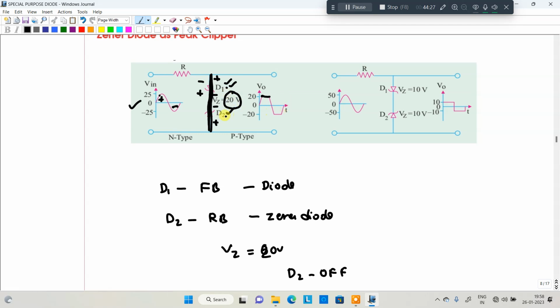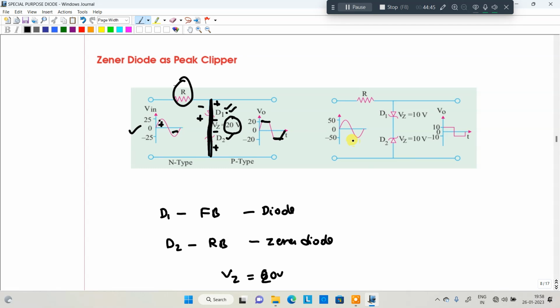In that particular case, once you reach negative 20 volt, the total voltage drop is maintained at minus 20. After that, the remaining 5 volt is dropped in the resistor. So that means the total thing is clipped. This is the waveform for this input. So this is about the Zener diode clipping some part of the input signal.